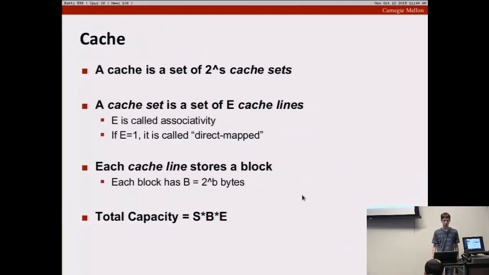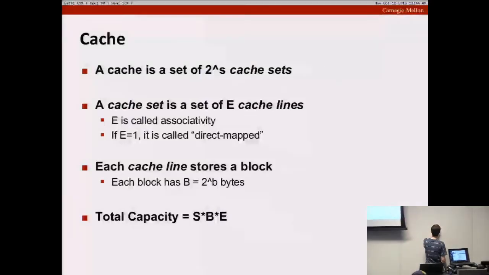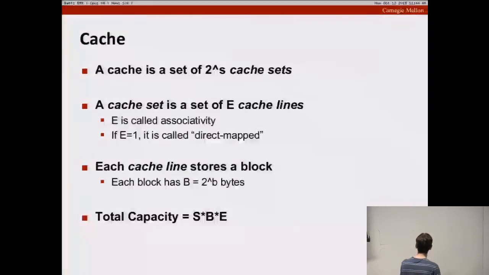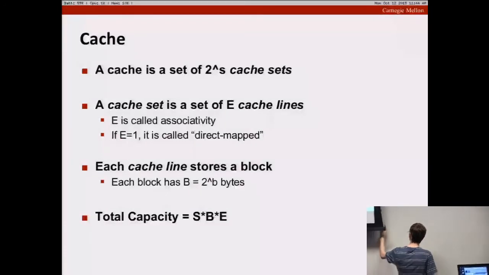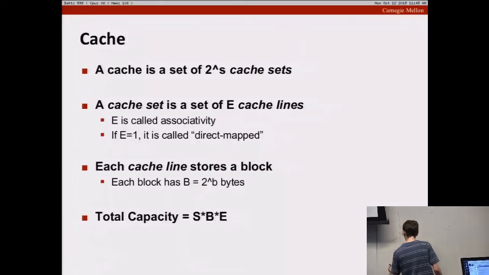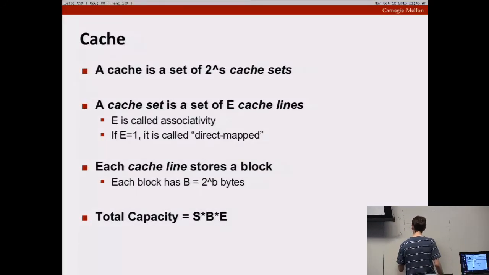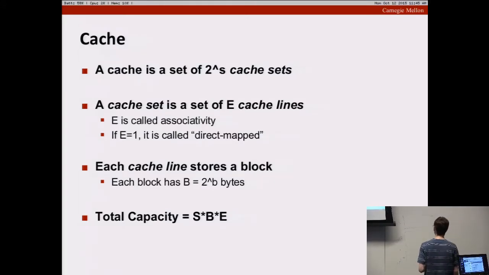The way a cache is organized is we end up with a bunch of sets. Let me draw the picture like it's drawn in the book. We have a bunch of sets. This is set 1, set 2, all the way down to however many sets we have. Then each set has lines in it. Each set has the same number of lines. Let's just draw it with 2 lines.